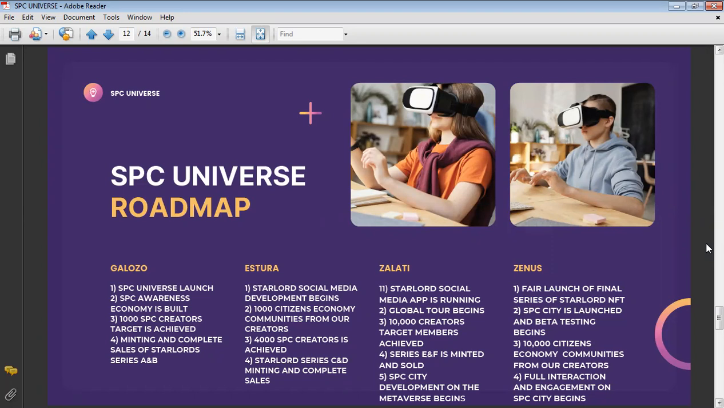After Series F, we're going to be doing a fair launch. Fair launch means everybody gets in within a limited time frame. So we have a fair launch of the final series of the Starlord NFT. The SPC City will be launched for beta testing, meaning a couple of people will be getting access to the city to test it before it opens to the vast majority. The third one is 10,000 citizens economy communities from our creators. The last one is full interaction and engagement on SPC City begins.